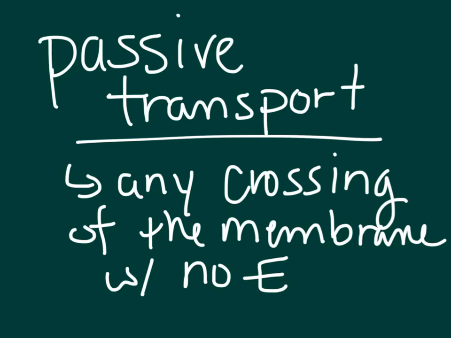You guys know what it means to be a pacifist, right? Yes. So to be a pacifist, you're a peace lover. You don't fight, so you're passive. Same thing here. No fight, no energy. It's passive. It just happens. So osmosis and facilitated diffusion and what else? Diffusion. Yep.